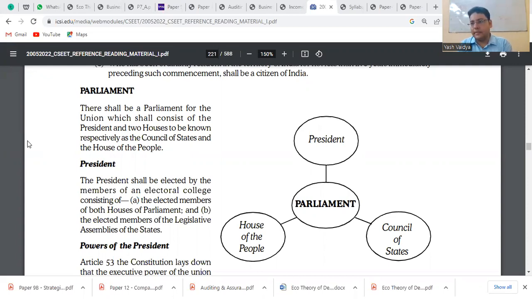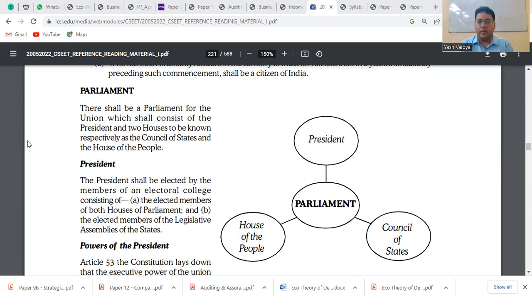Parliament consists of three things. One is two houses of Parliament. Okay. So there are two houses. The model which we have adopted for Parliament is completely based on England. Okay. So we have two houses of Parliament. One is the lower house and second is upper house.